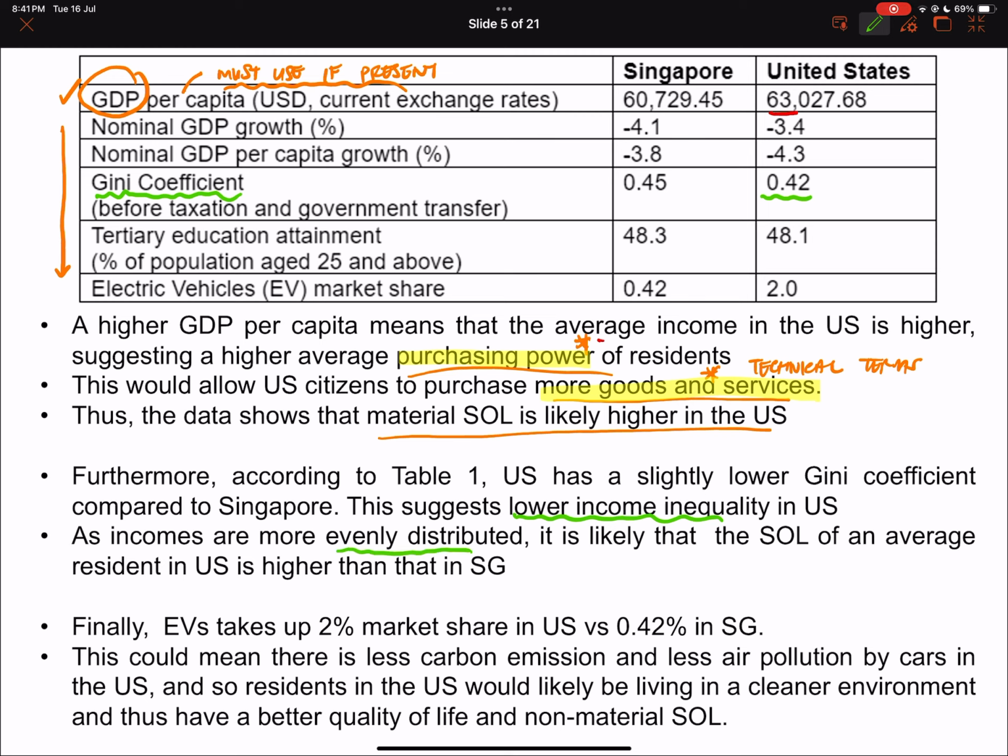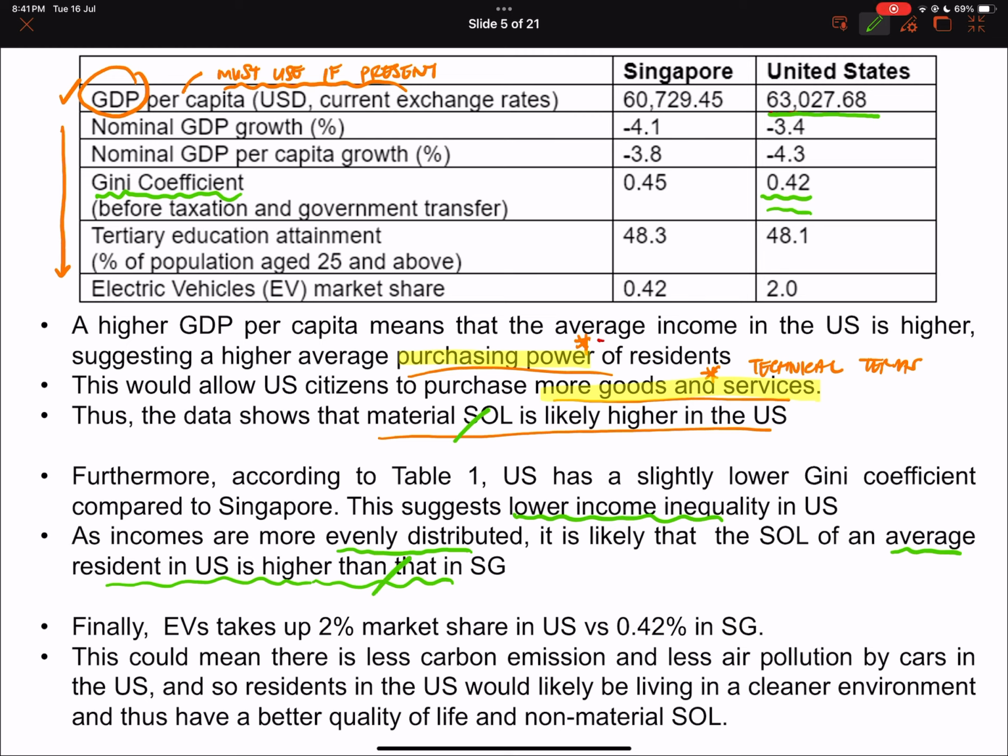So in a society where not only do you have a higher GDP per capita, it is more evenly distributed, it is more likely that the average person has a higher income, and hence higher standard of living than in Singapore, right? Because it's less likely that all the income is going to one person. It's more likely that all the income is distributed more evenly. Okay, so these two are the material aspect, right?